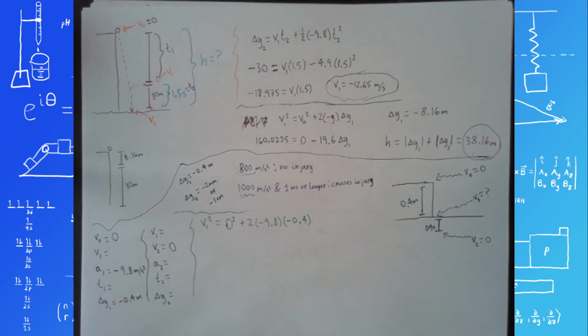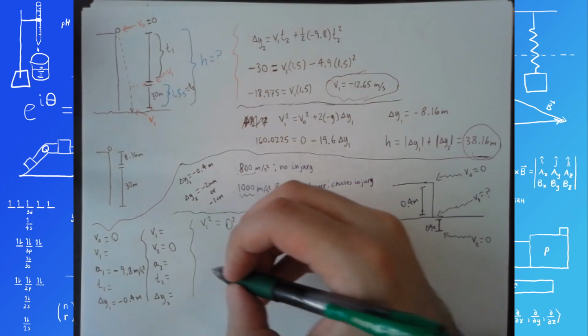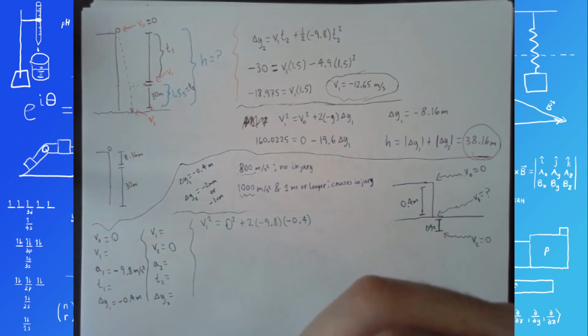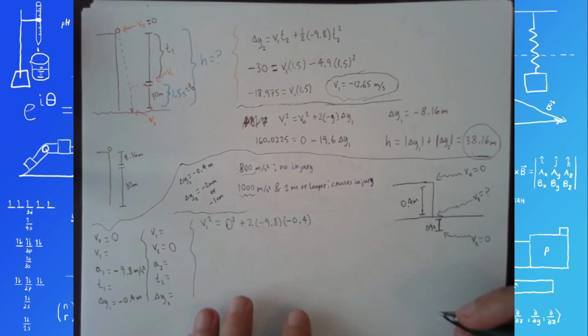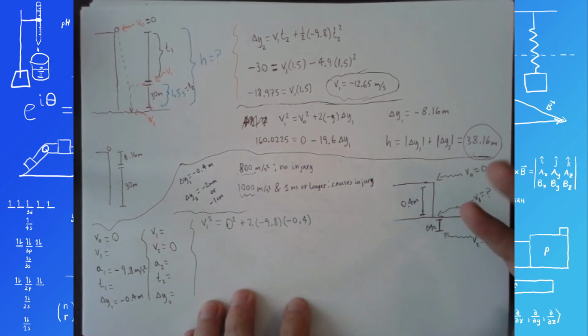So let's grab our calculator. 2 times 9.8 times 0.4 is 7.84. So that's V1 squared. V1 squared equals 7.84. And if I take the square root, here's another place you want to be careful. I get 2.8. But am I taking the positive root or the negative root?